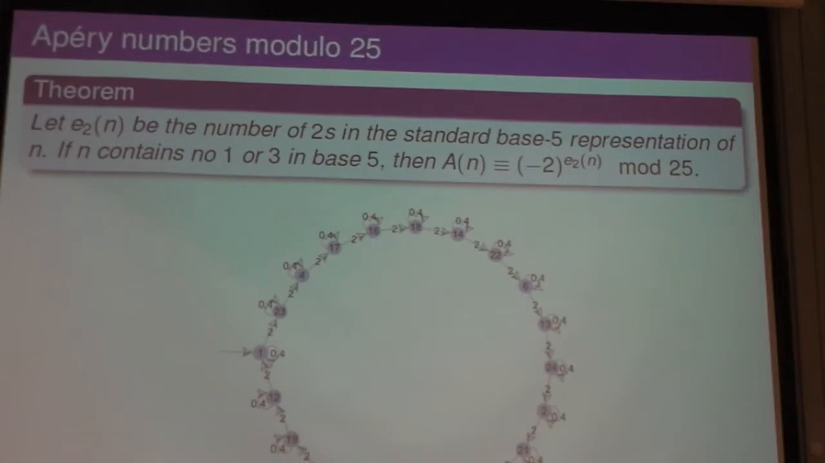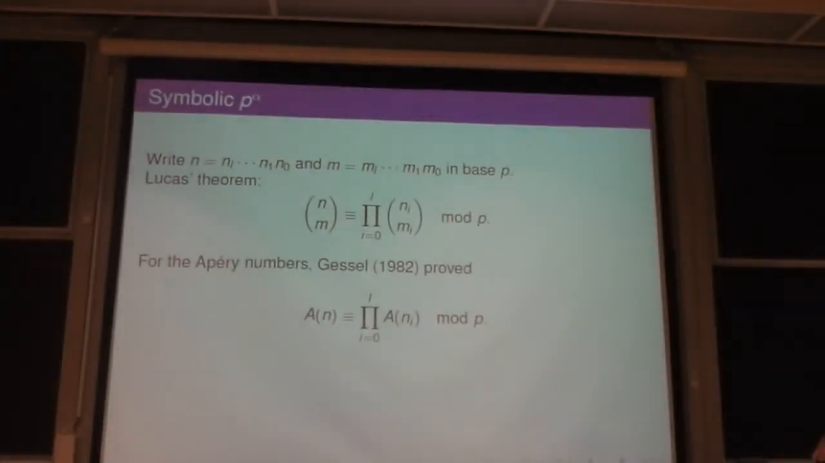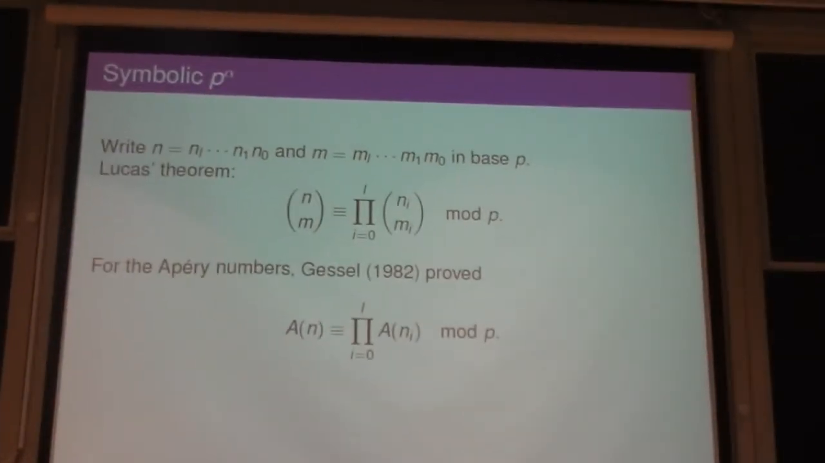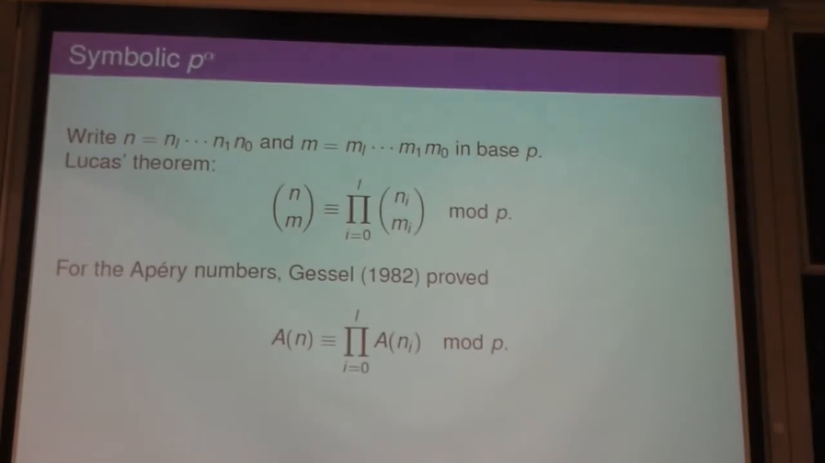And other things happen mod 9. I don't have a general theorem, but a very similar thing happens in mod 9. All right, so just to conclude, I want to talk about symbolic p to the alpha. So everything I've talked about, we're given a fixed prime power, and we can compute an automaton that gives the nth term of some sequence modulo that prime power. In some cases, we're also able to do a little bit more using the same approach, not with a computer anymore, but by hand.